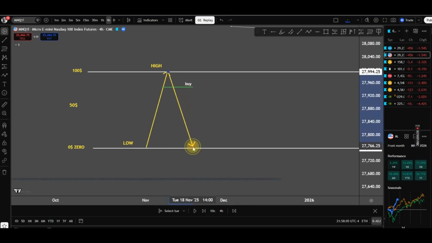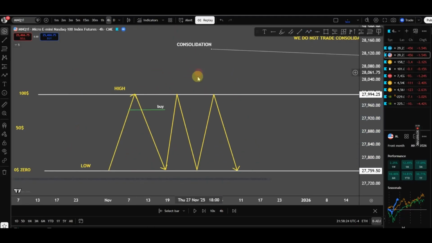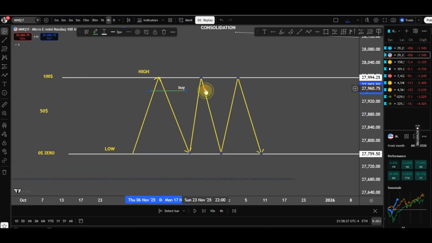But come down here, make a low. Now you just lost all your money. And in consolidation, we don't make any lower lows or lower highs, or any higher highs or higher lows. We just make a high, a low, a high, a low. So now price is going to come back up. Boom, boom, boom, boom.